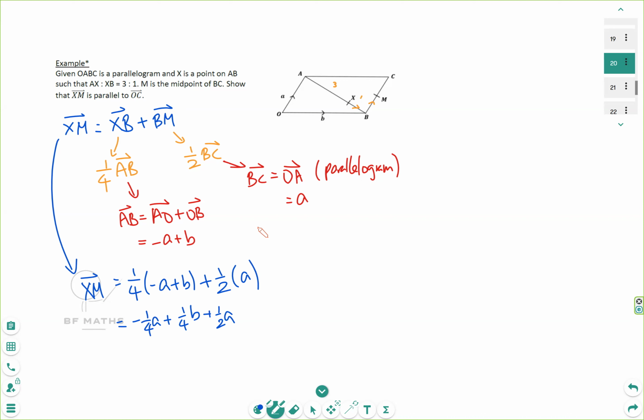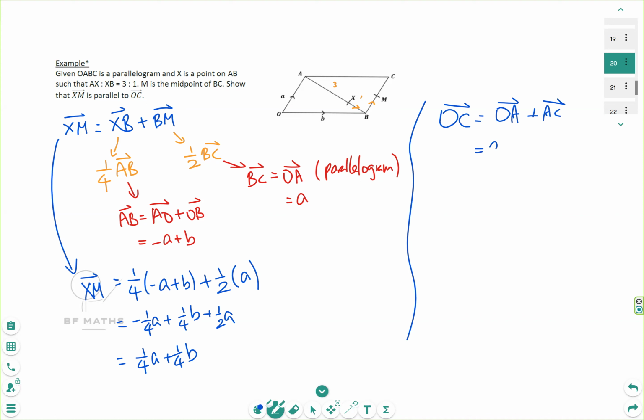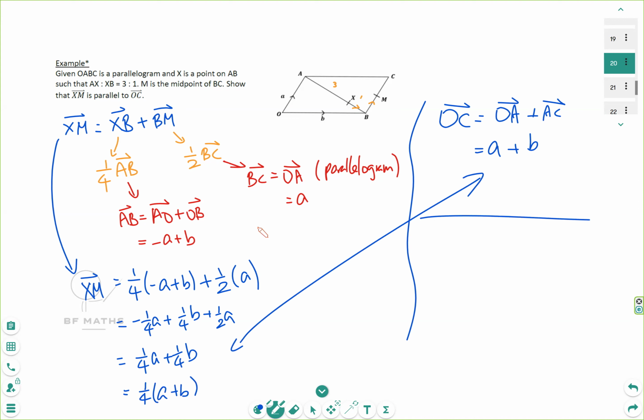Let me double check. Minus a quarter plus a half is indeed a quarter A plus a quarter B. So we found XM. Next, let's find OC. OC equals OA plus AC. OA is A, AC is the same as OB, which is B. Now if you look at these two, they are actually parallel, because in XM you can easily factorize a quarter. So, final line.